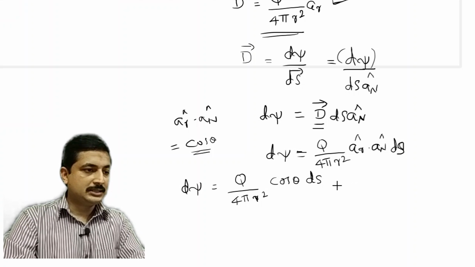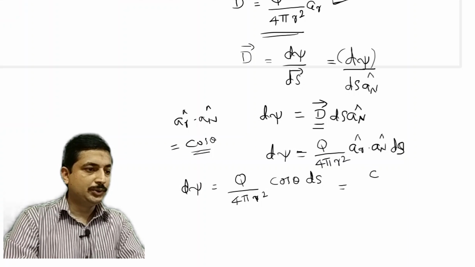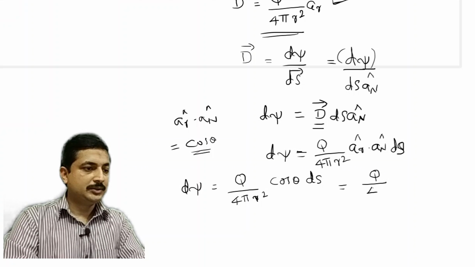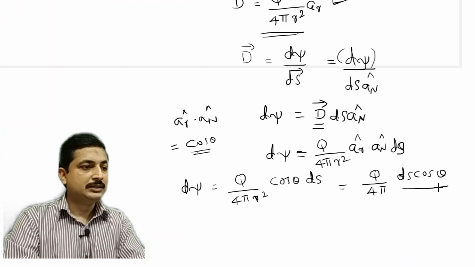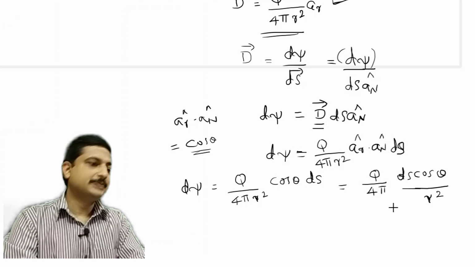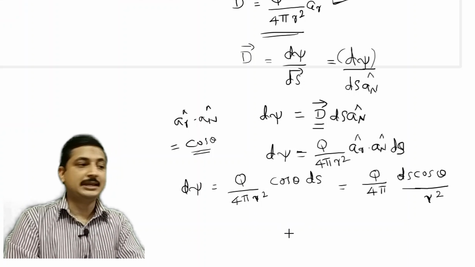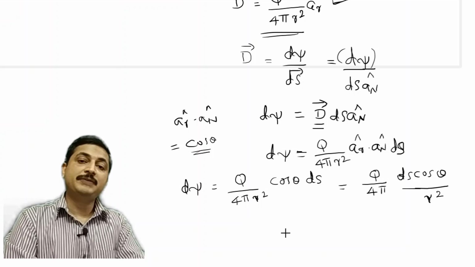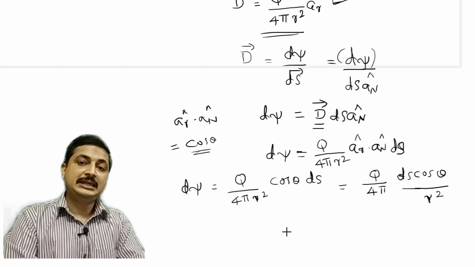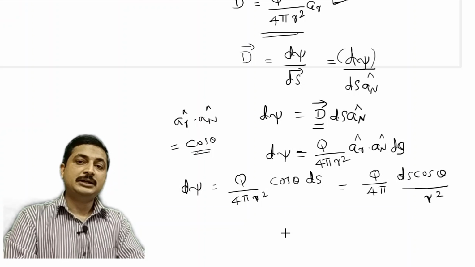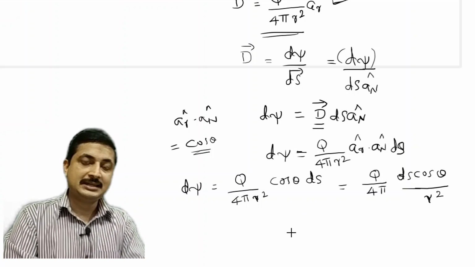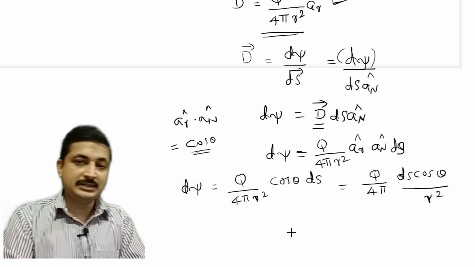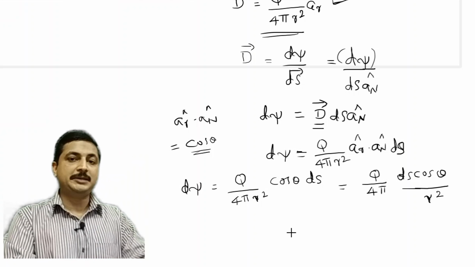So I can rearrange this to write q divided by 4 pi ds cos theta by r square. I just rearrange it to write it in a better form. Okay, so now this is d psi. You know that this is d psi, but what I am looking for is psi. d psi is the portion of flux which is passing through the small surface ds. My intention is to find the total flux psi which is passing through the entire arbitrary closed surface.